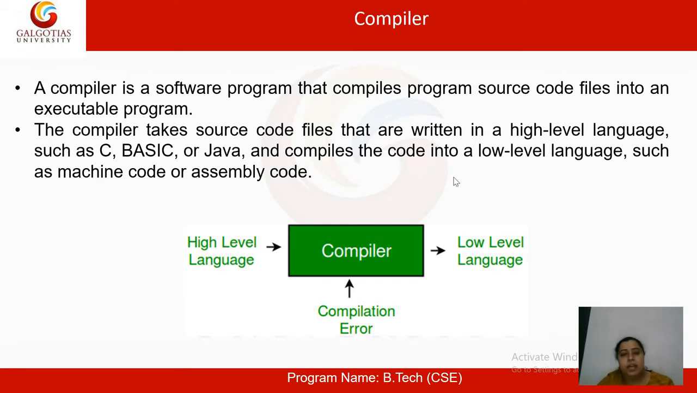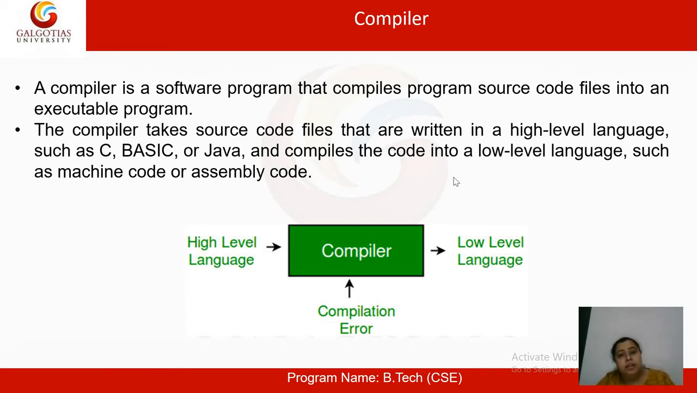Next comes your compiler. A compiler is a software program that compiles program source code files into an executable program. So this is important. It converts, or let's say it compiles, a program or source code that we have written into an executable program. We need to first compile it, then only we'll be able to execute it.